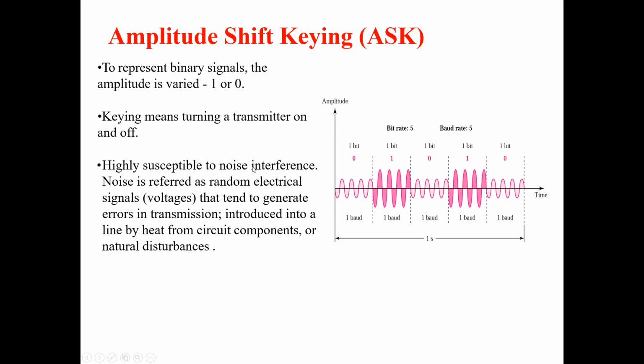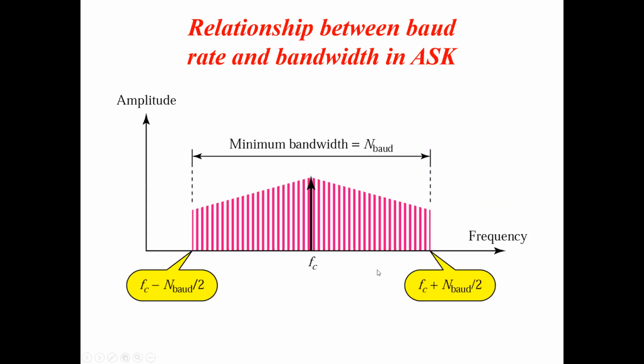Highly susceptible to noise interference. Noise is referred to as random electrical signal that tends to generate errors in transmission, introduced into a line by hits from circuit components or natural disturbance. So what happens in amplitude shift keying? High voltage is represented as 1 and low voltage is represented as 0. So in this form the signal is transmitted.